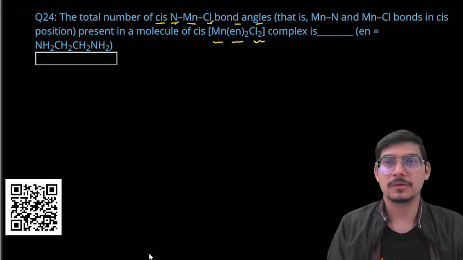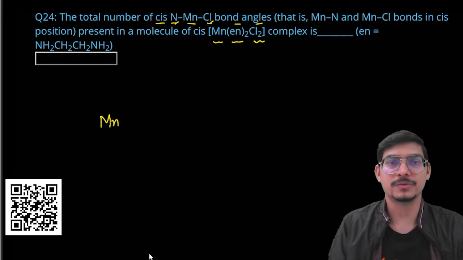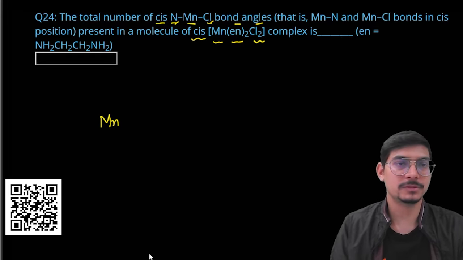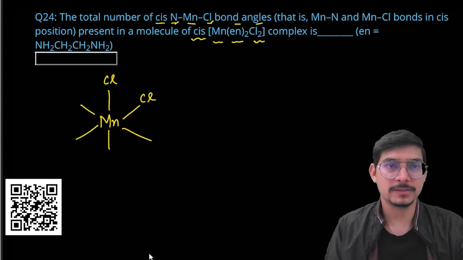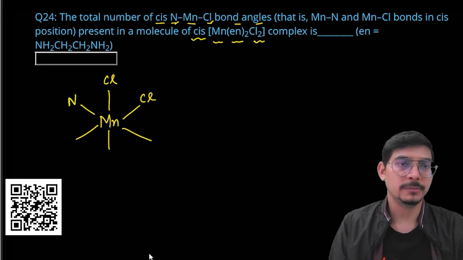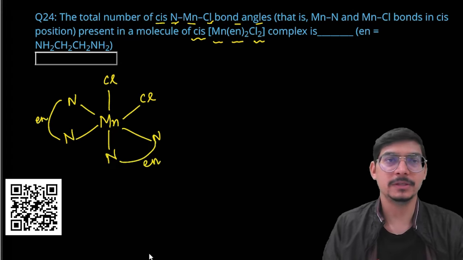So we will draw the structure of this isomer here. The isomer has to be cis. It is clearly mentioned in the question, which means that the two chlorine atoms cannot be at an angle of 180 degrees. So these two positions can be taken as the positions for chloride ions, and the remaining four positions can be occupied by the two ethylenediamine ligands. So this is the structure of cis Mn(en)2Cl2.